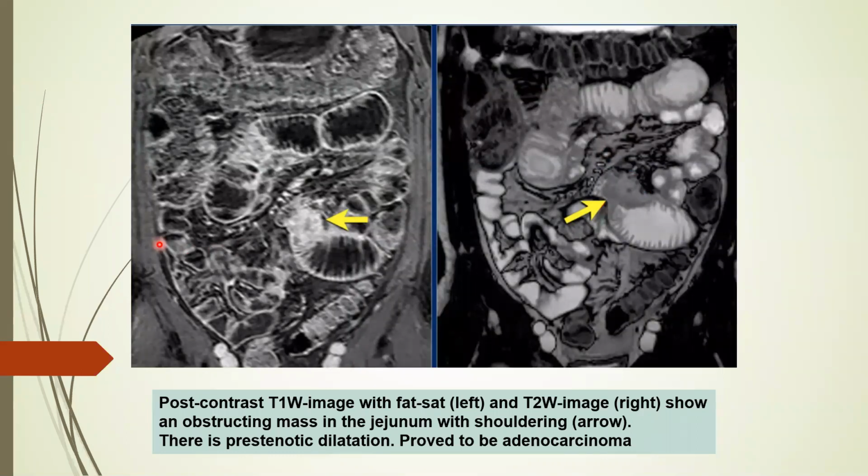This is also an MR study, post-contrast T1 with fat-sat and T2, showing a circumferential thickening in the jejunum with luminal obstruction and dilatation.